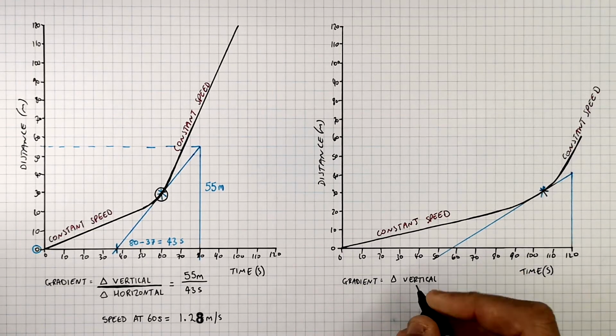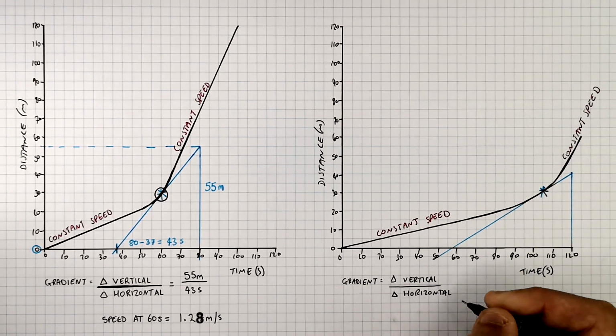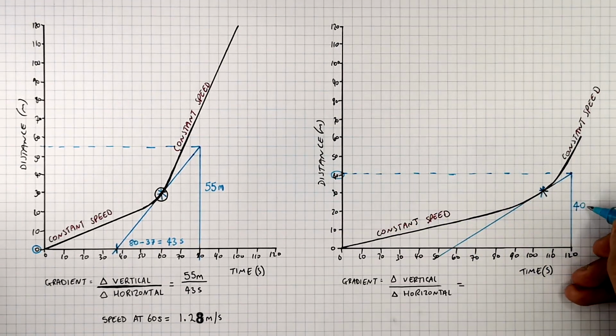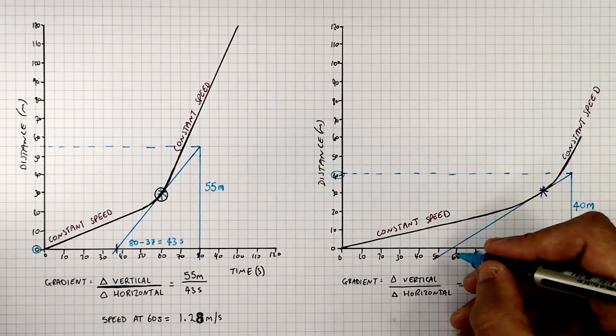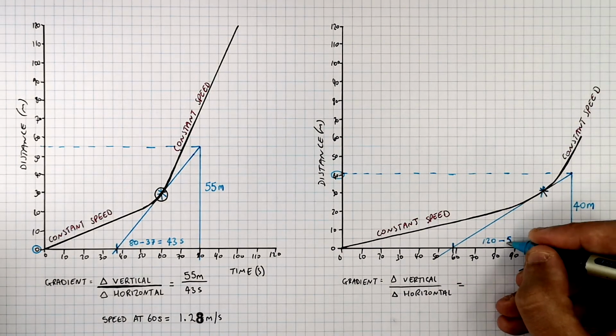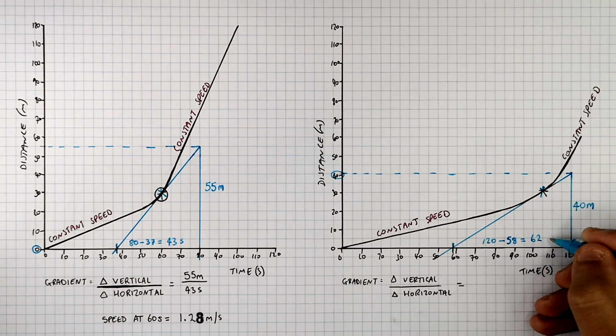So to work out the gradient of the tangent of the second graph, you need to do change in vertical divided by the change in horizontal. So the change in vertical is 40 meters. And the change in horizontal is 120 seconds minus 58 seconds, which equals 62 seconds.